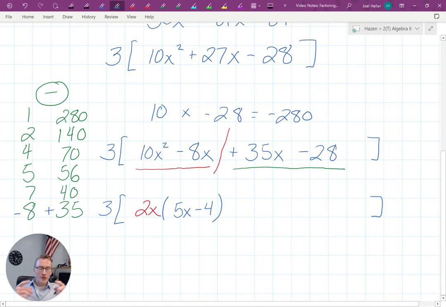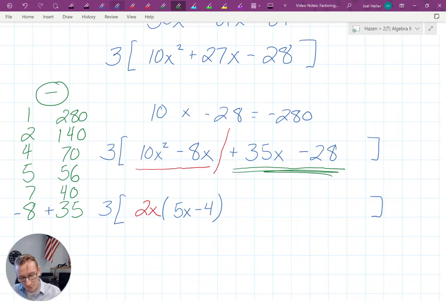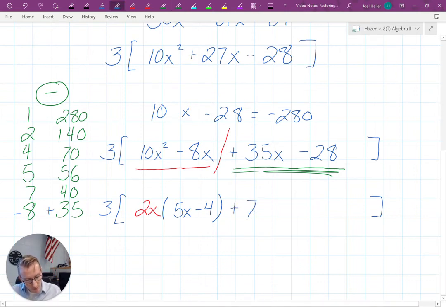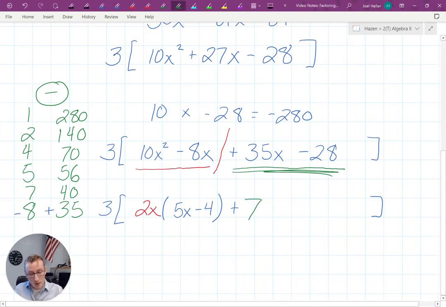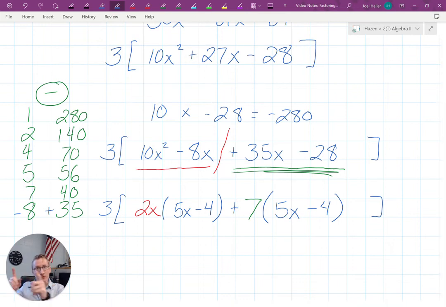And then I'm going to look for the greatest common factor in these two terms here, the 35x minus 28. Looks like the greatest common factor there is 7. So I'll pull out a positive 7. I'll write that in green so you know where it's coming from. After I factor out a 7 from the 35x, that's going to be 5x. Pull out a 7 from the negative 28, and that's going to be minus 4. Just like that.